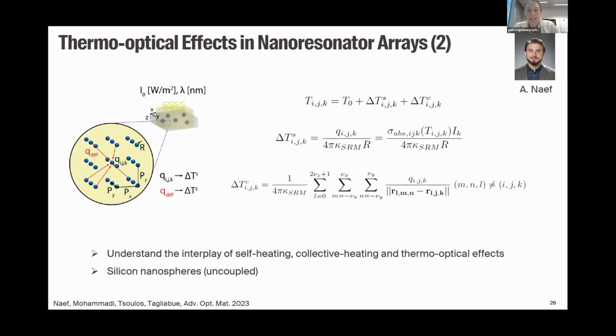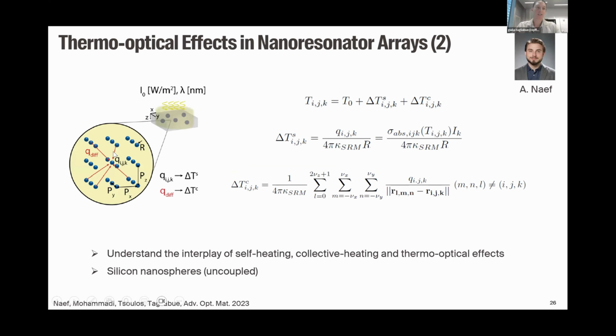So to understand this, again, we use a framework similar to the one from the thermoplasmonics, where we can decouple the temperature into the two contributions, the self-heating contribution and the collective heating contribution, only that now the absorption cross-section that enters into the self-heating contribution is a temperature-dependent term, and it will be related to the temperature at that specific element in the array. We also use a framework.